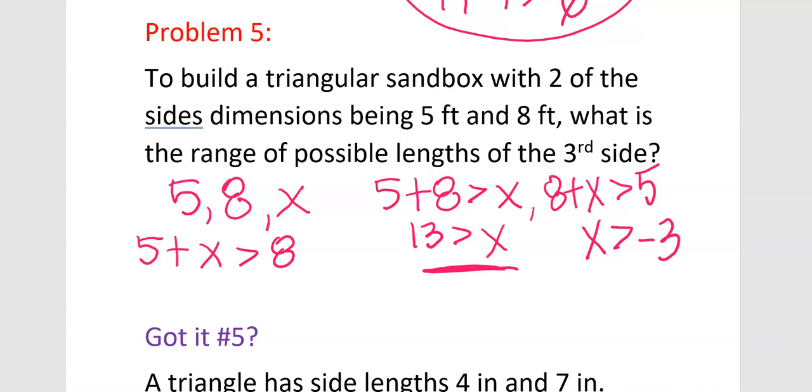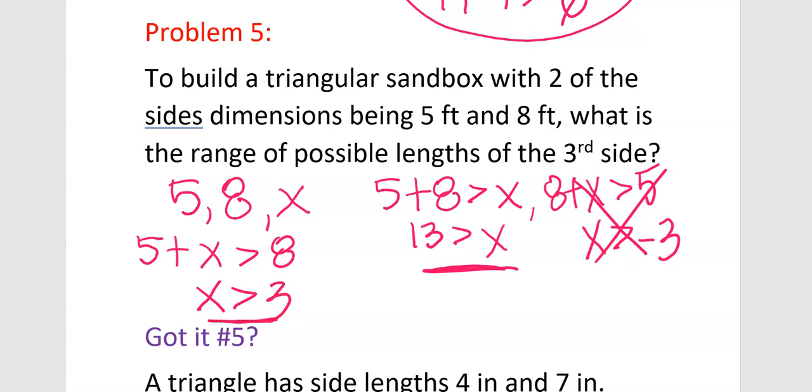Well, when you're talking board length, can you have negative numbers? No. The one that doesn't make sense is going to be the one that has your negative numbers in there, because you're talking actual board length. With this one, we're going to subtract 5. And that one works as well.